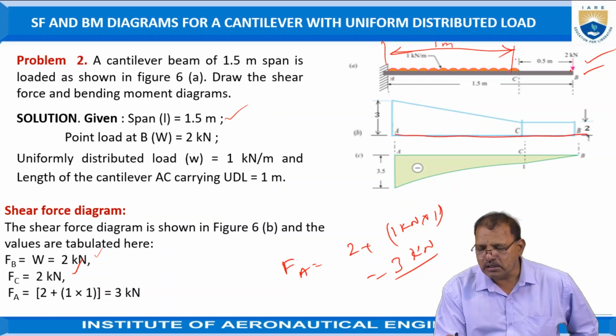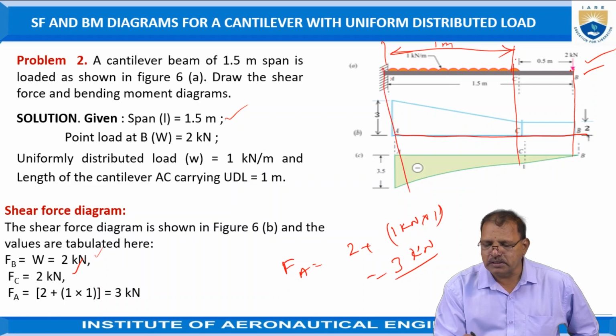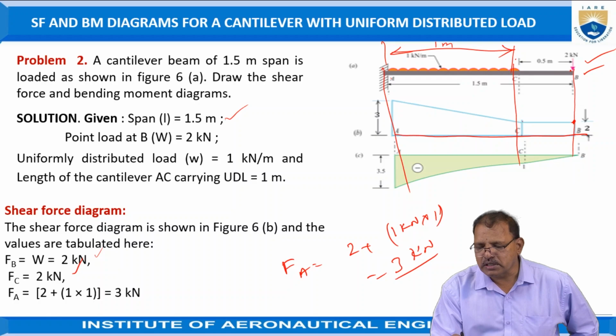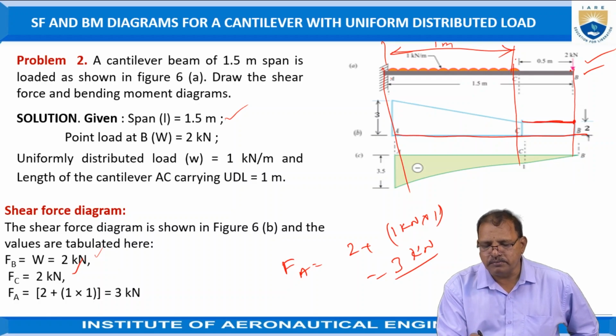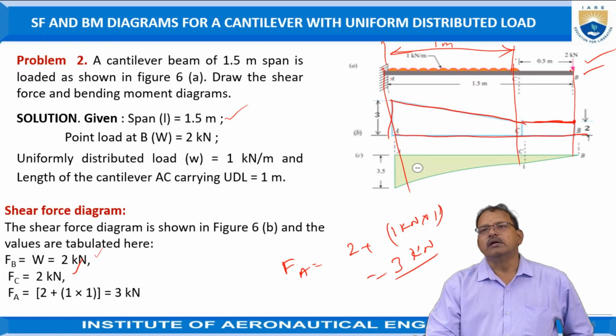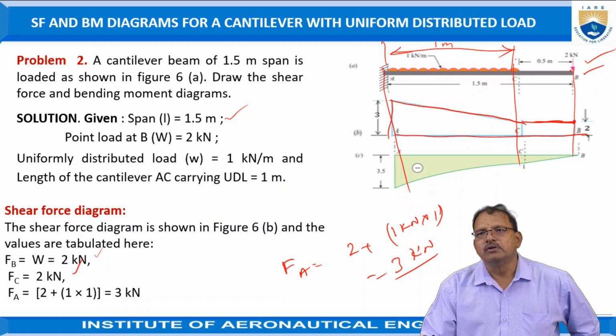So it can be drawn now. First of all, draw the horizontal line to represent the length of the beam. At B it is 2 kilonewtons. It remains constant up to C. From 2 to 3 it is drawn using an inclined straight line. So this diagram is known as the shear force diagram.